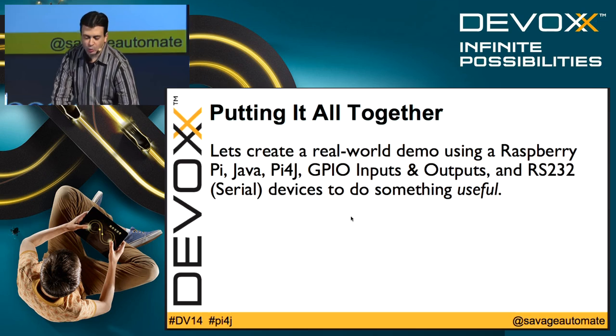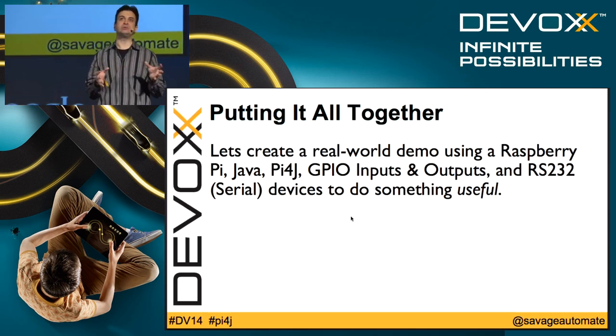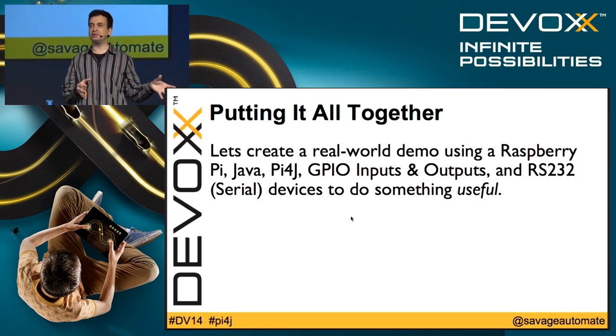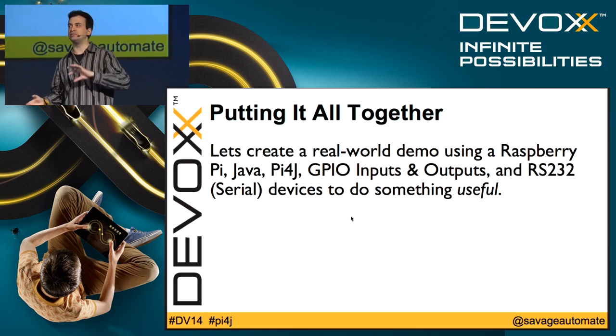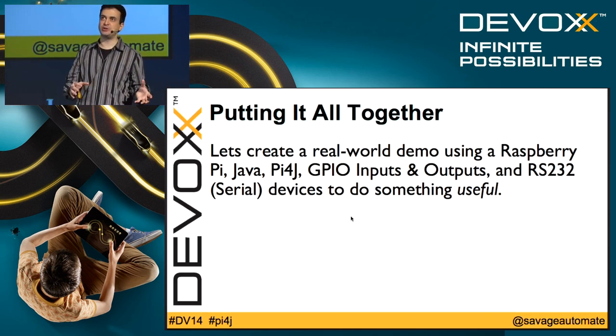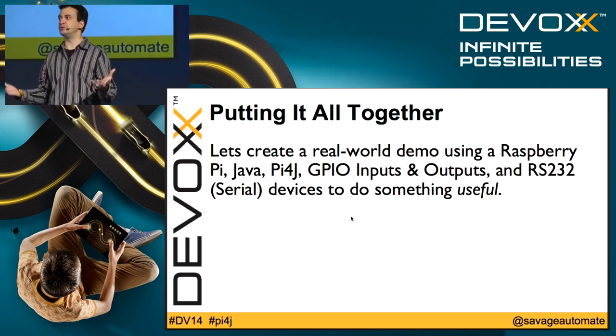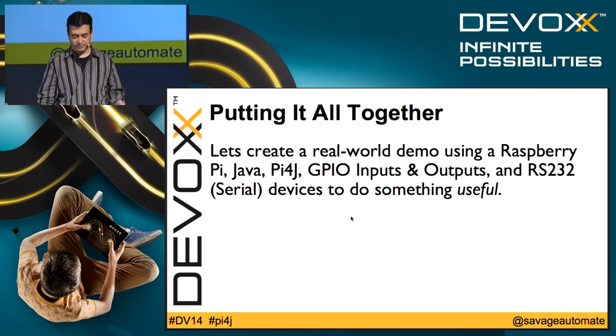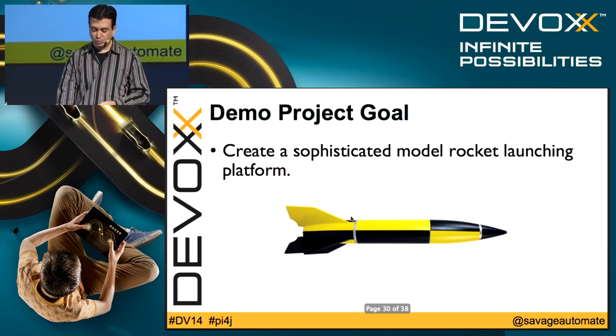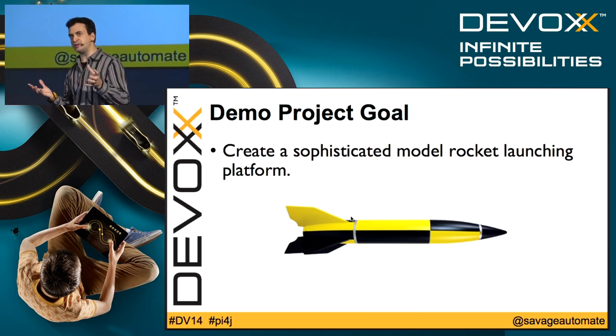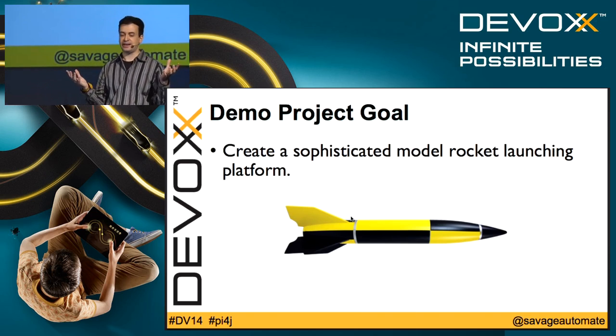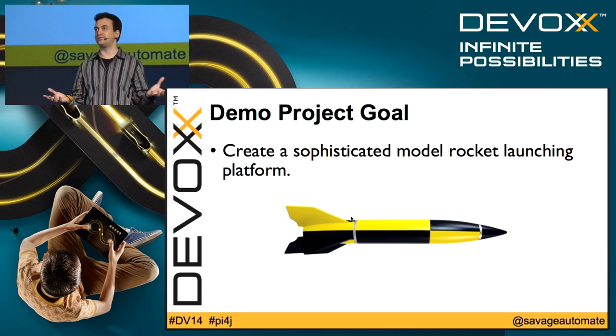So we are going to take everything we've learned today, our GPIO inputs, GPIO outputs, component level interfaces, and RS-232 communication, and let's build something real with it. Let's build something fun and engaging. So we're going to define a project goal to create a very sophisticated model rocket launching platform.